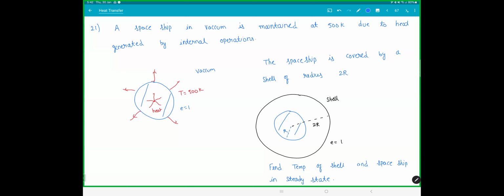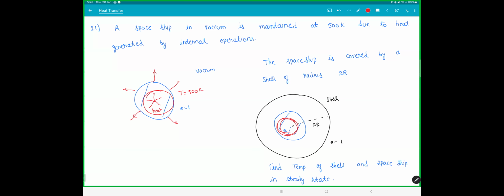The amount of heat generated by the spaceship, right? Whatever heat the spaceship generated before the blanket is covered, you still generate the same amount of heat, isn't it? Why will the heat generated by internal operations change because you are having a blanket outside? Is that making sense? So before the blanket, whatever is the power generated by the spaceship, you'll still generate the same power even after covering with a blanket.